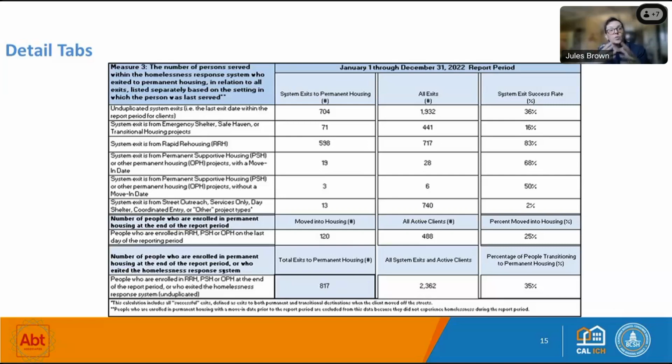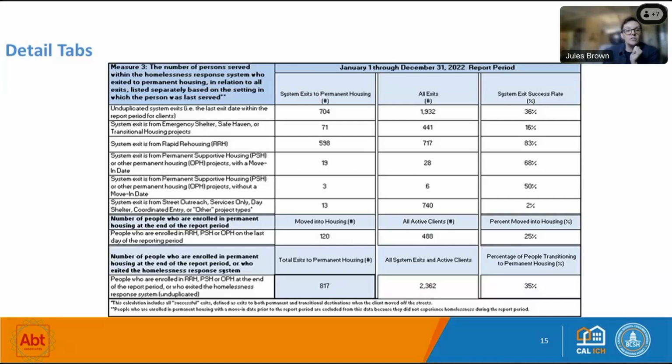Now then, in this middle section, we just call out those folks who are still enrolled at the end of the year with that permanent housing move-in date. Okay, so this row is just those folks who at the end of the year are still enrolled in a permanent housing project. They have a move-in date at some point during the report period, not at some point during their enrollment. If they moved in last year or the year before that, that doesn't count for this year. That counted in that year. So if the move-in date falls in this year, then you're going to see that here.